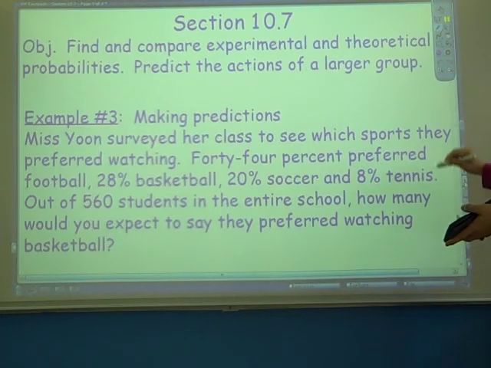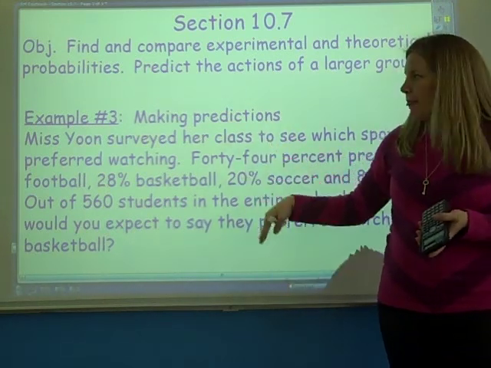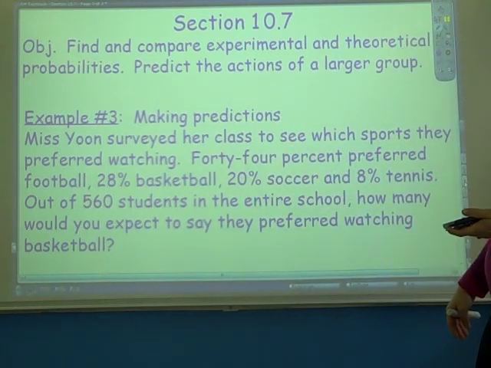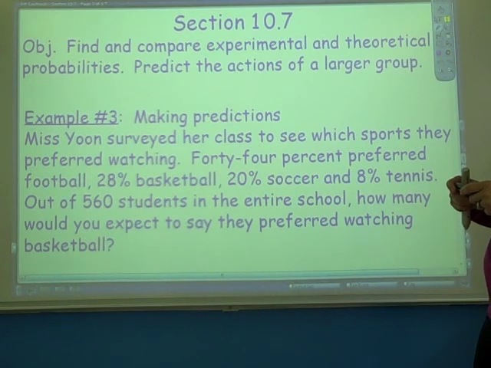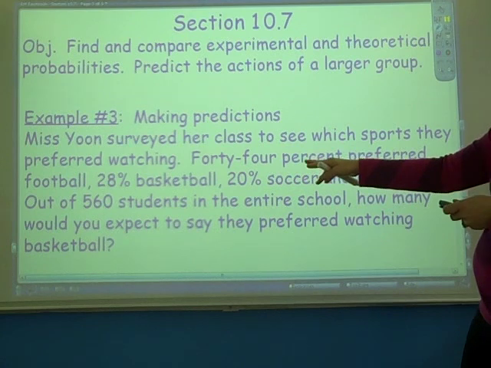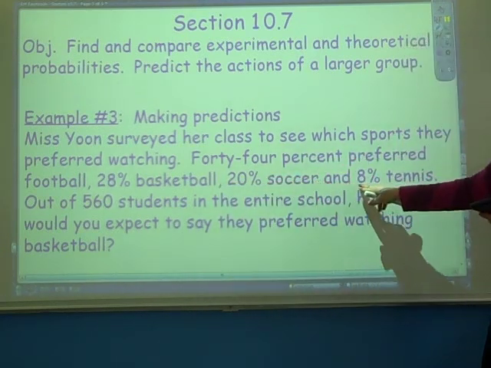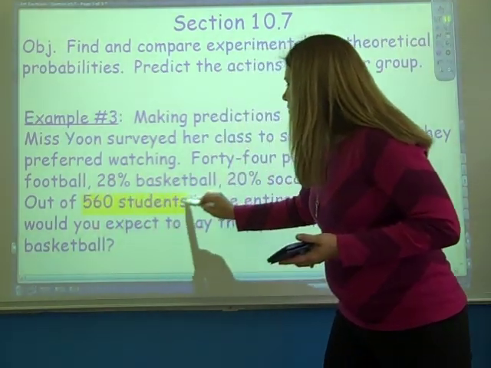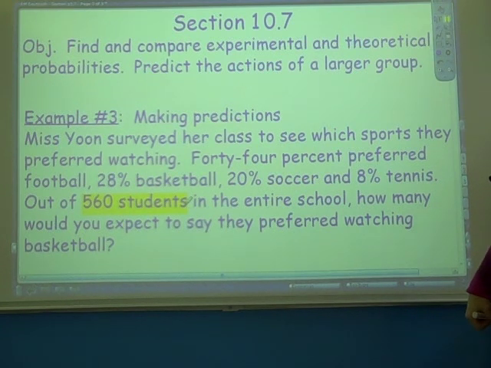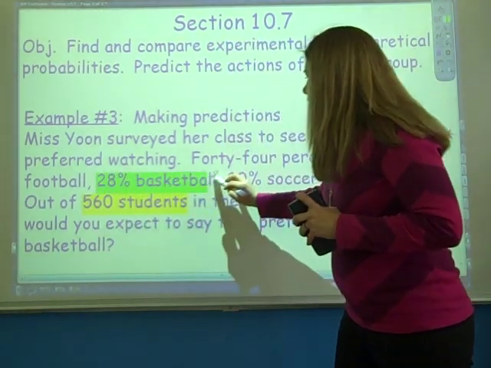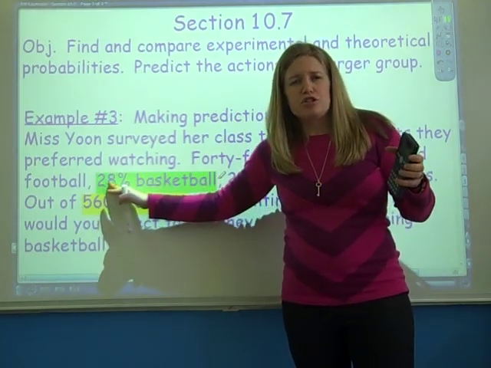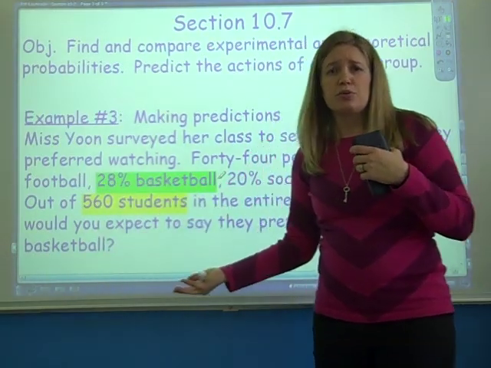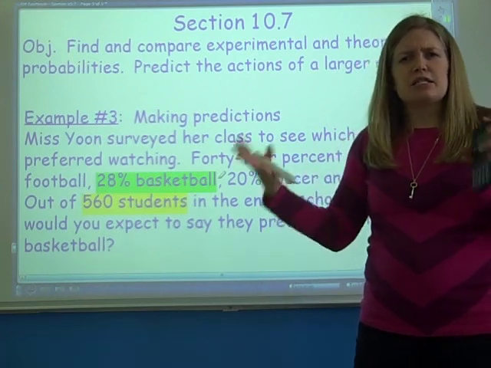Okay, so now we're going to take our experimental and we're going to make predictions. Miss Yoon surveyed her class to see which sports they preferred watching. 44% preferred football, 28% preferred basketball, 20% soccer, and 8% tennis. Out of 560 students in the entire school, how many would you expect to say they preferred watching basketball? So what you're going to do is find the basketball, 28%. This is what she surveyed out of her students. So you would expect it to be similar across the entire school. It doesn't definitely make it, but this is a prediction.